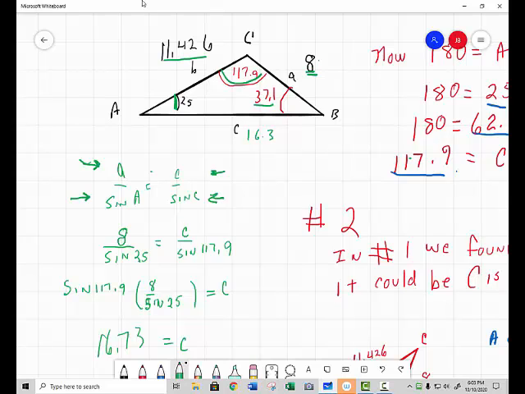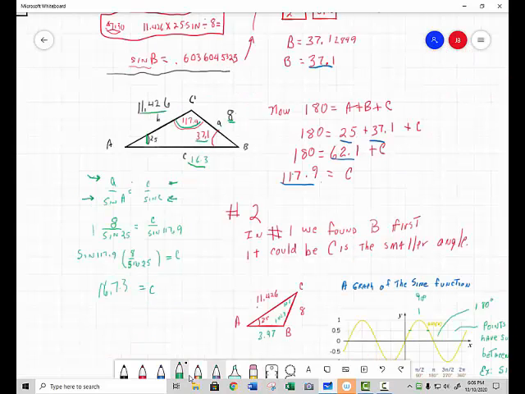I found out what B was. Once I know B, I can find out what C is. Once I know angle C, I can find out side C.